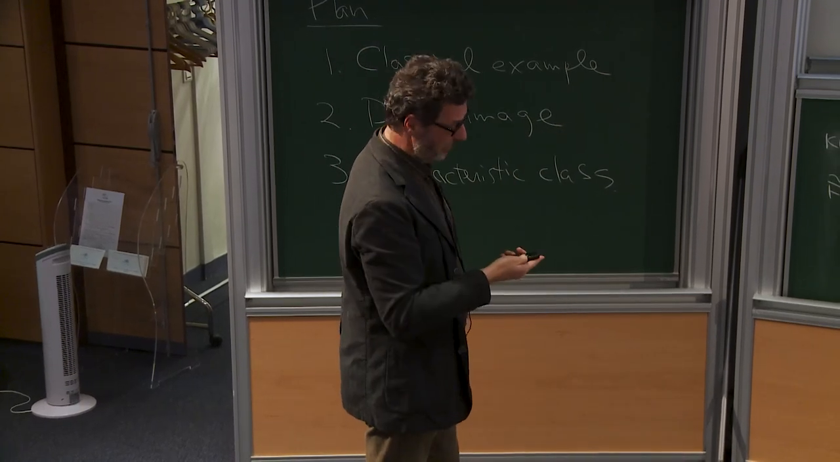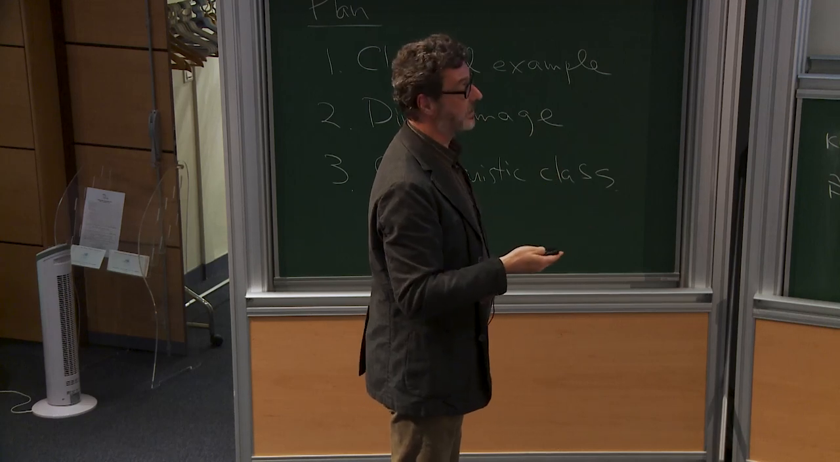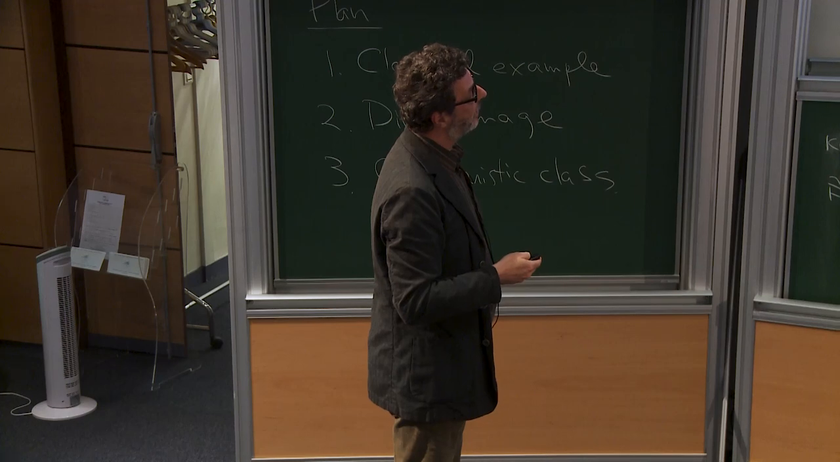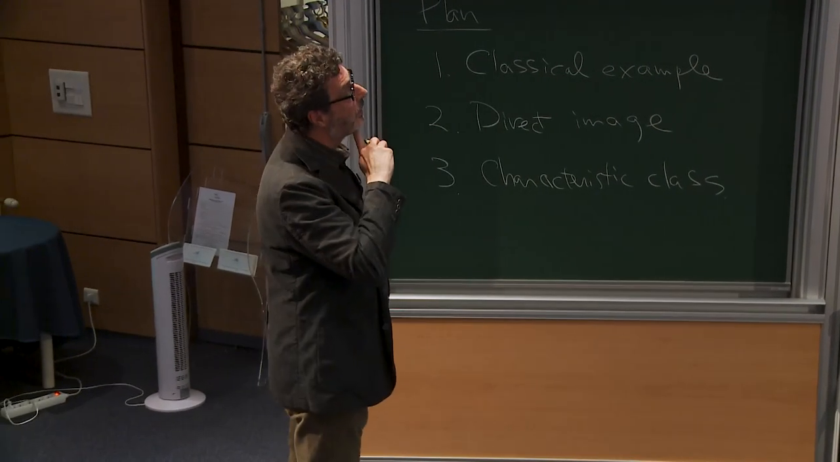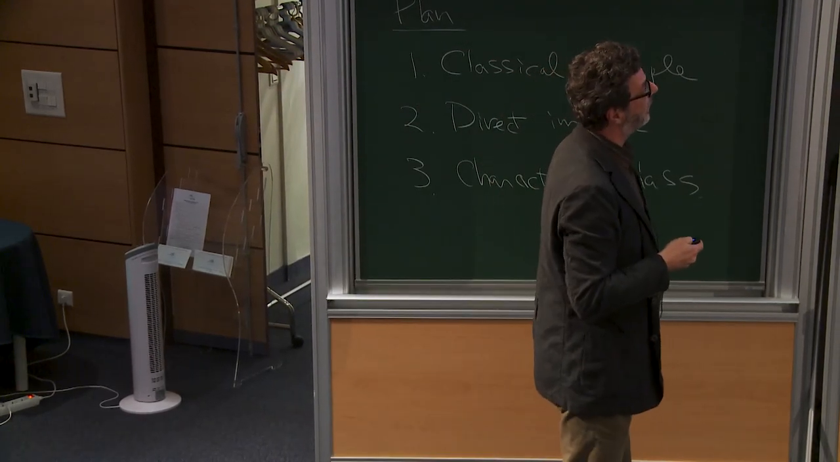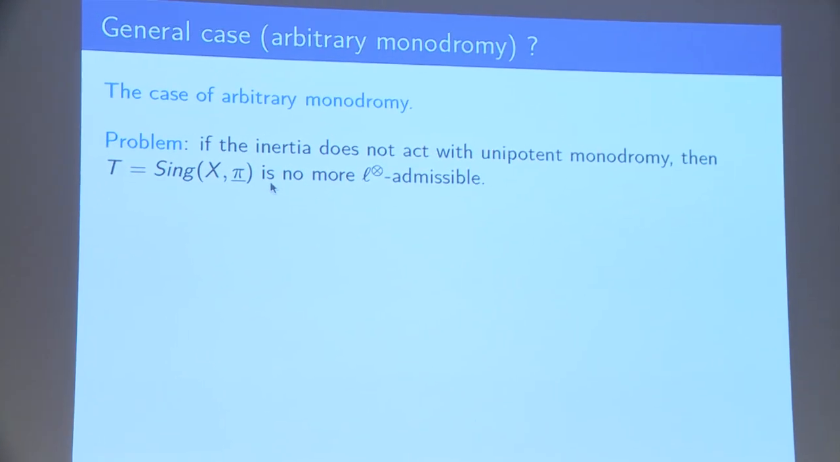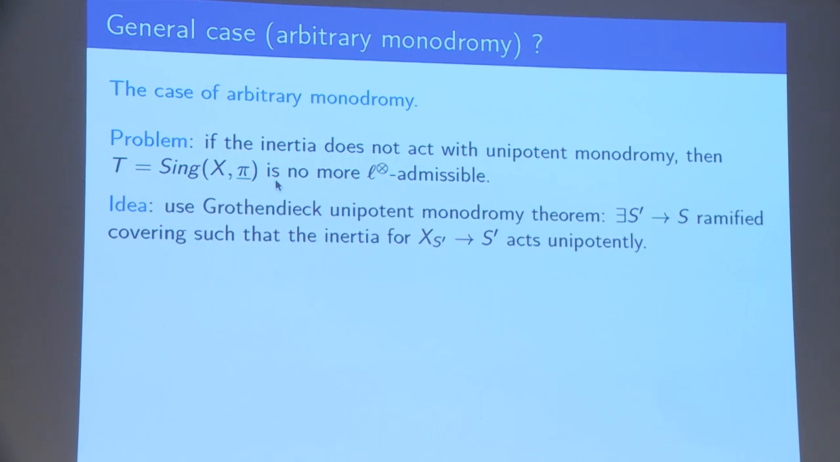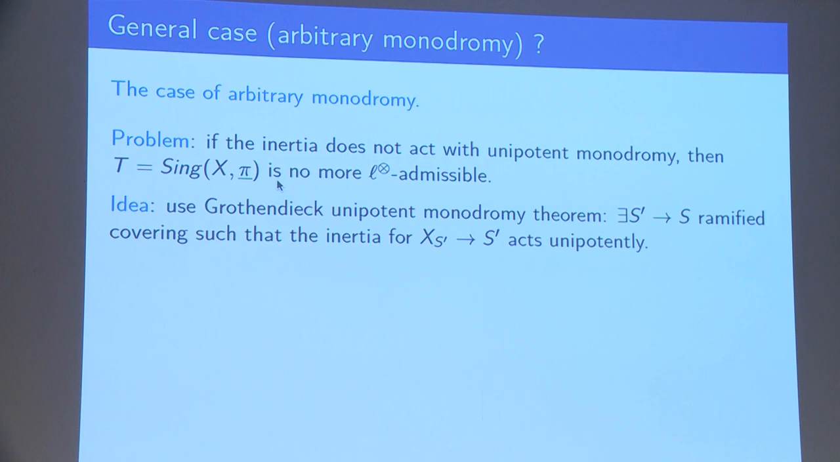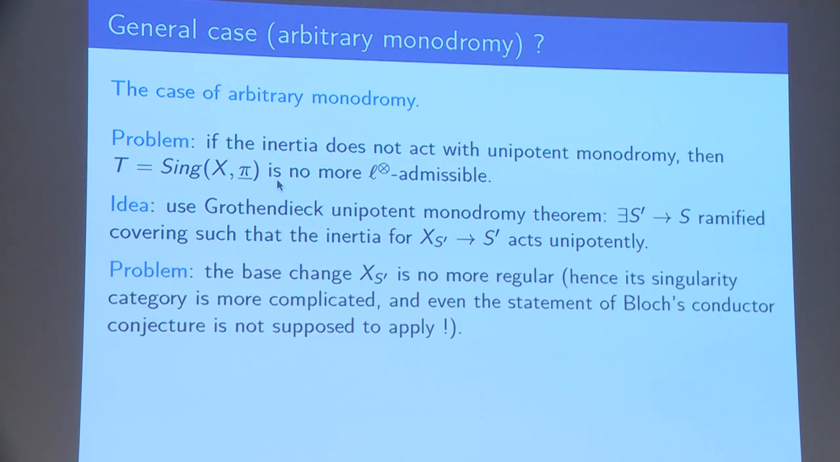And of course we have a strategy for the general case, which means basically the mixed characteristic case. So what about the general case, when the monodromy action is arbitrary? The first thing you observe is that this proof doesn't work because you have no more admissibility. In a naive way, you can use Grothendieck's unipotent monodromy theorem to base change through a ramified covering such that the inertia of the base change has a unipotent action. The point is that the base change is no longer regular, so you don't even expect Bloch's formula to hold in this case. So you don't know what a conductor formula is in this case in general.